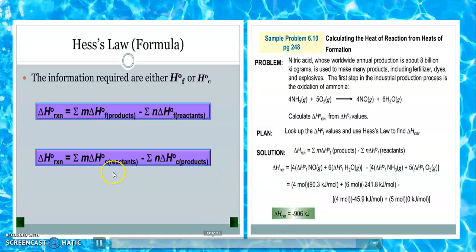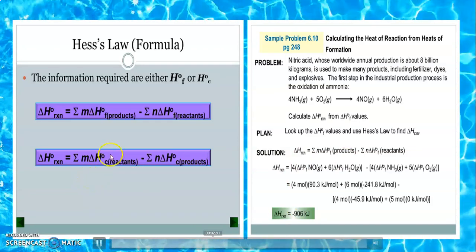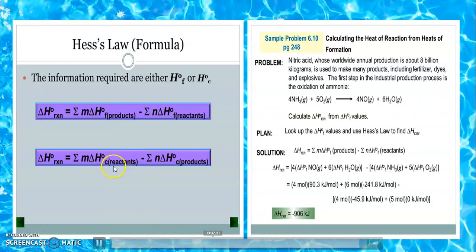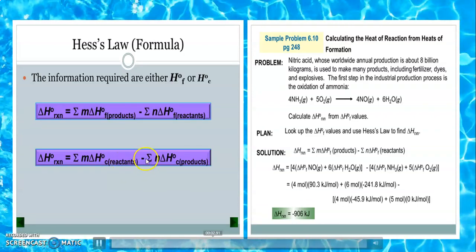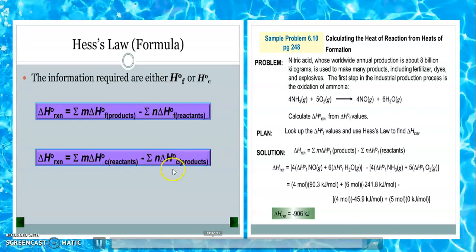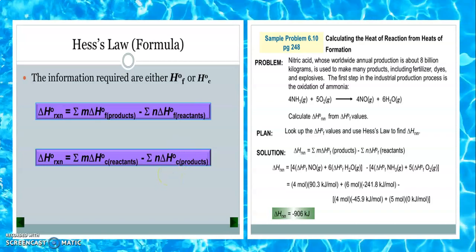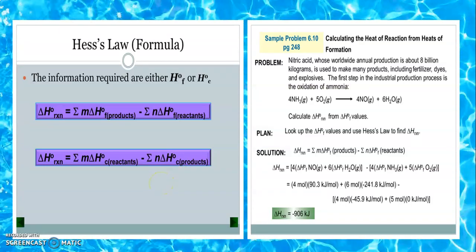And you can also calculate the enthalpy change of reaction based on enthalpy of combustion data. Yeah, and so here, delta H combustion of reactants minus delta H combustion of products. So please get the formula right. So these are the two formulas that you can use to calculate enthalpy change of reaction.